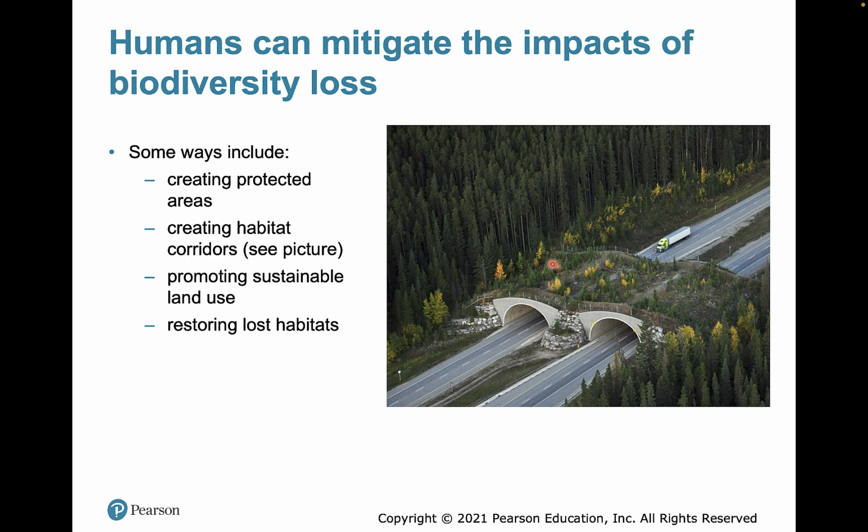You could create these habitat corridors. It's like an overpass for animals that allows them to continue their migration even though there's a road there. And it reduces the number of car traffic collisions with those animals. Promoting sustainable land use, being smart about using your land. We're going to talk about that a little more down the line. And then restoring lost habitats, putting things back the way they were.